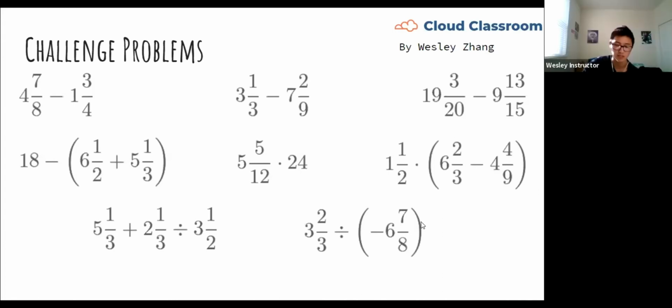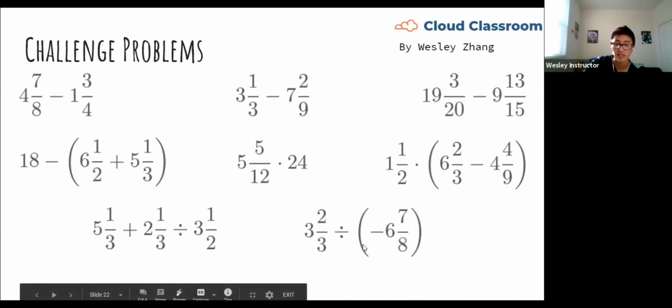And that becomes 11/3 times 8/55, multiplied by the reciprocal. And that becomes 1/5 times 8/3, and that becomes 8/15, but we have a negative sign here. So that's negative 8/15.